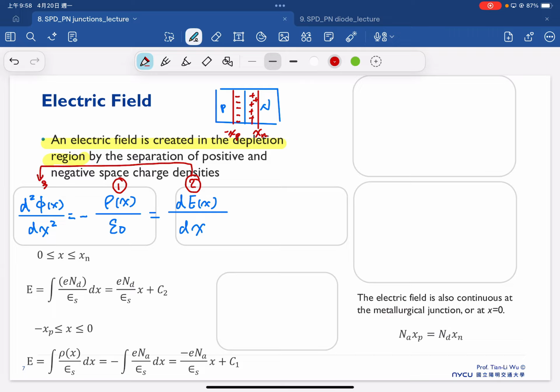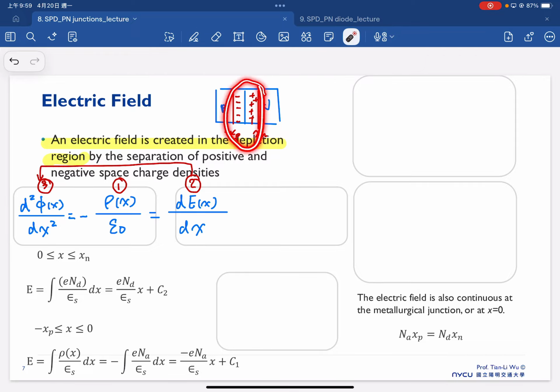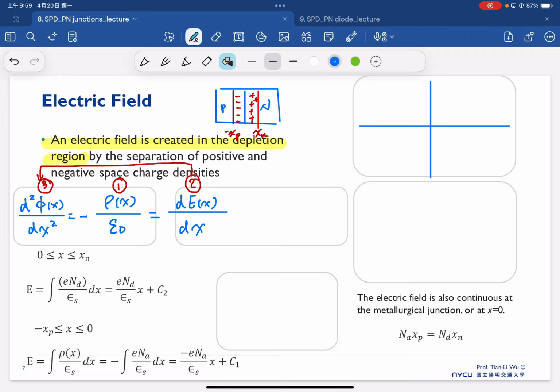Then we can have this potential distribution in the space charge region. So the idea is still very simple. First, what we have to understand is what the charge distribution is inside this space charge region. Similarly, we can first try to draw the charge distribution along the x direction, because now we have the positive charge in xn and negative charge in xp.